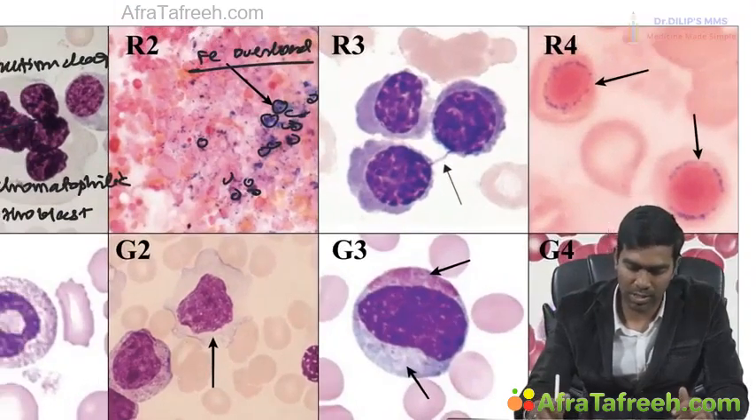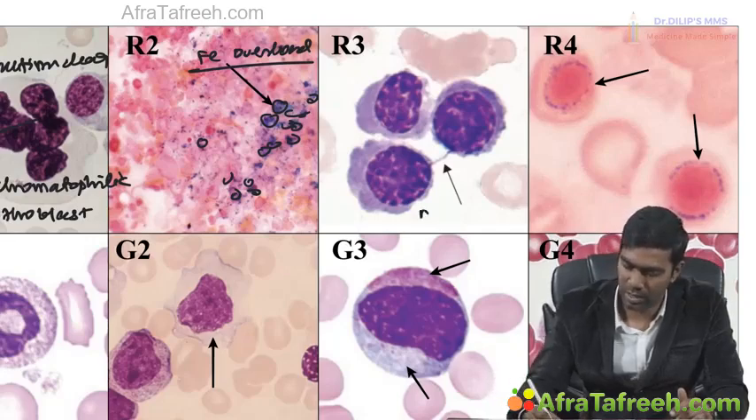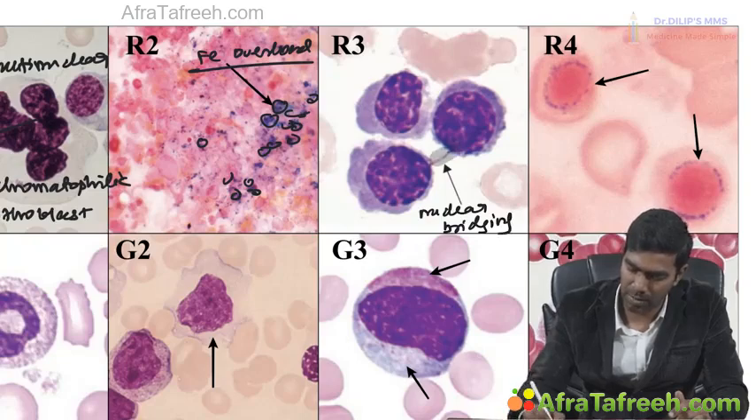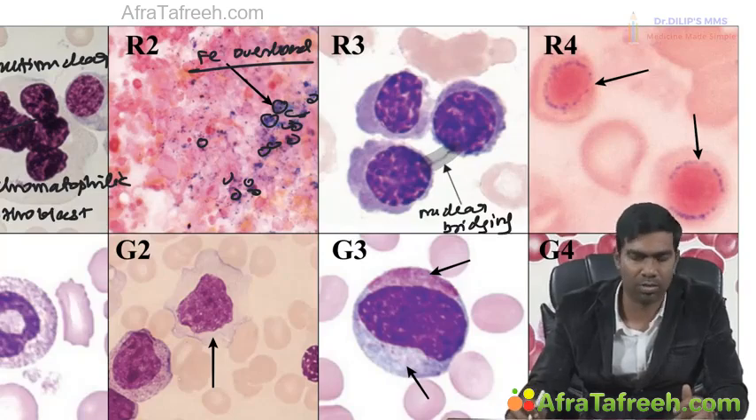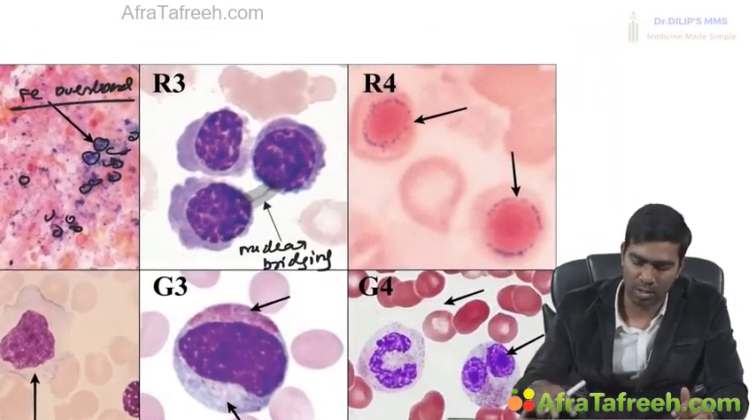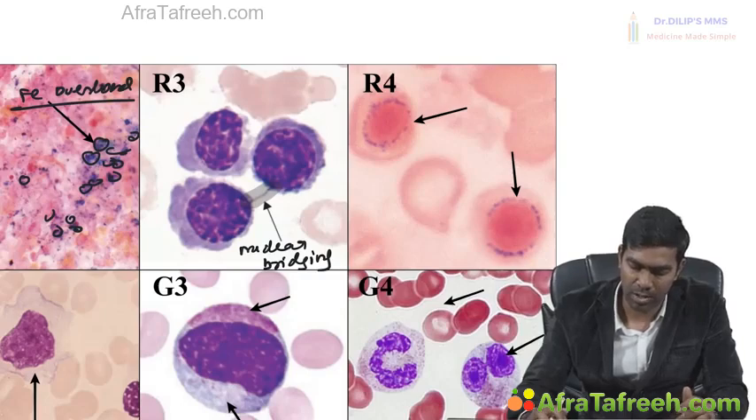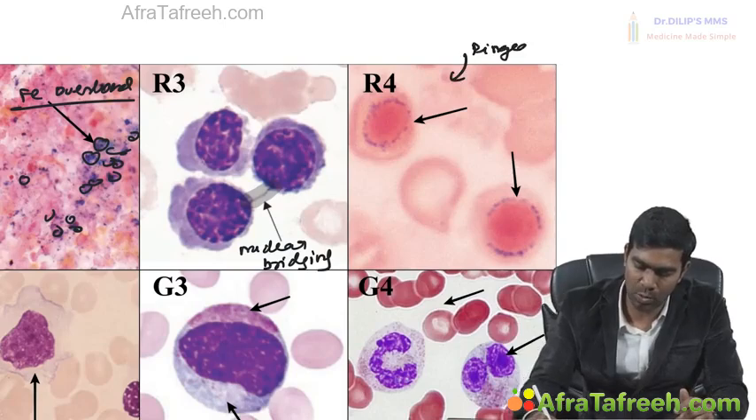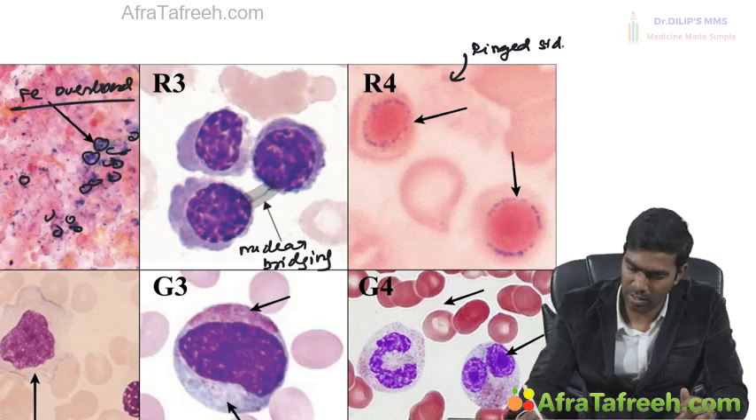Number 3, you can see these erythroblasts with nuclear bridging. This is clearly abnormal. This RBC nuclear bridging is not a normal one, it's a dysplastic one. And you can see these are ringed sideroblasts, which are usually seen in the bone marrow.